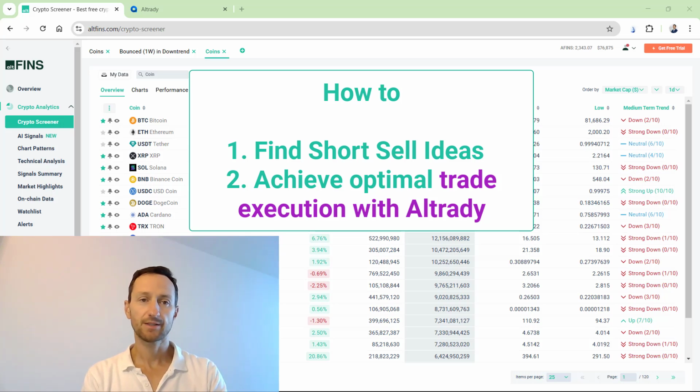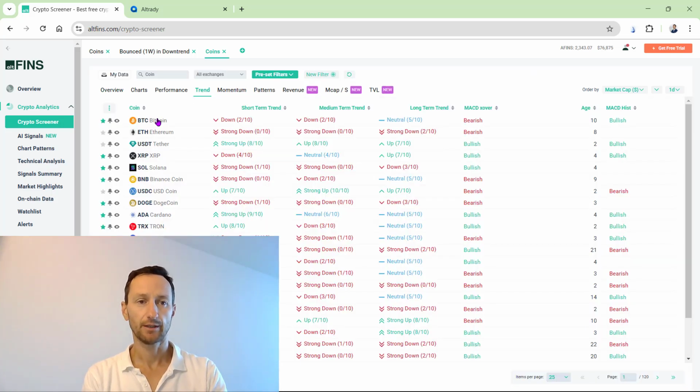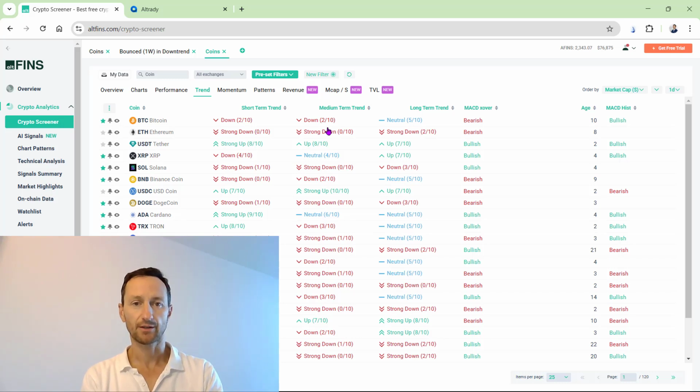Now, the markets have been generally in a downtrend, right? You can see that on the trend tab here. Bitcoin is in a downtrend in the medium term, kind of neutral in the long term. It's actually in better shape than most other altcoins, with some exceptions like XRP, Litecoin, and a few others that have fared better.